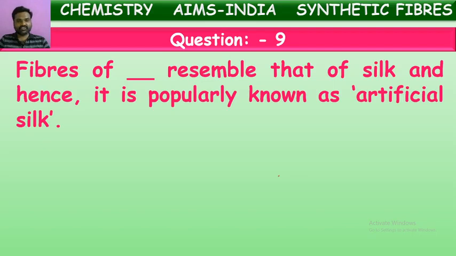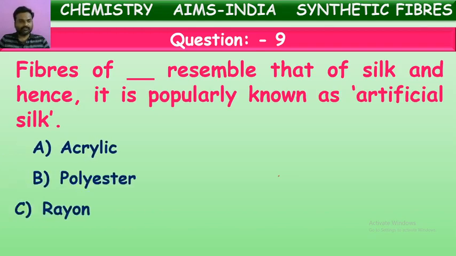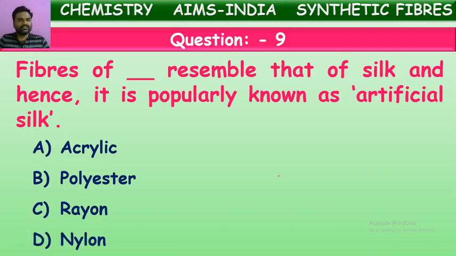Fibers of dash resemble that of silk, and hence it is popularly known as artificial silk. So which fiber is called artificial silk? Can you guess? Is it acrylic, polyester, rayon, or nylon? Which is the correct answer? Check once. They are asking to find the fiber which resembles silk and is also called artificial silk. What is that? You can give the answer immediately. Good. It is rayon. Rayon is the correct answer.